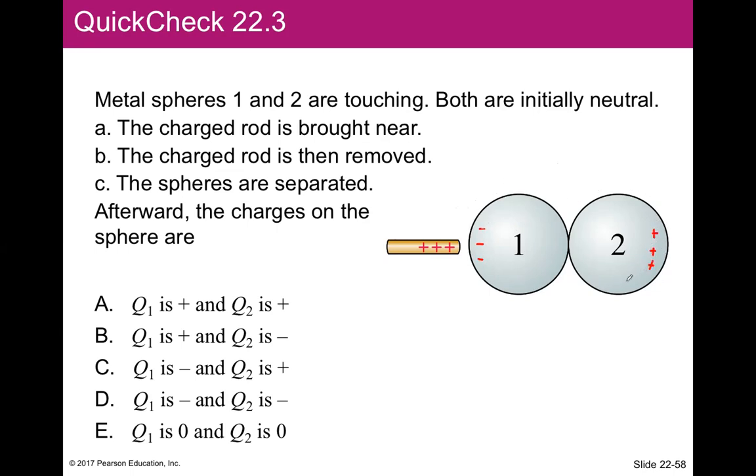And these two spheres are metal. That means the charges are free to move, and they're touching each other. So the charges are free to move from one object to the other object. So finally, the final distribution will be negative here and positive there.